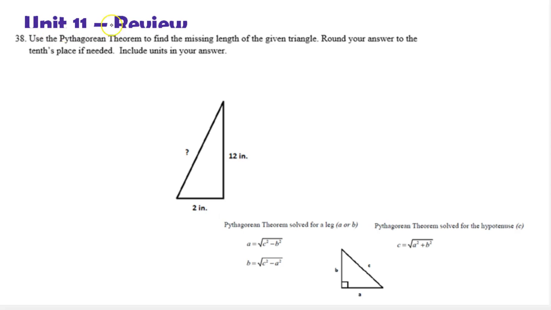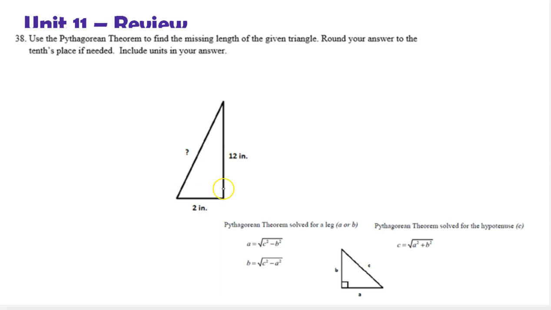Unit 11 Review, Question 38. Use the Pythagorean theorem to find the missing length of the given triangle. Round your answer to the nearest tenths place if needed, and include units in your answer. Okay, so here's our given triangle.